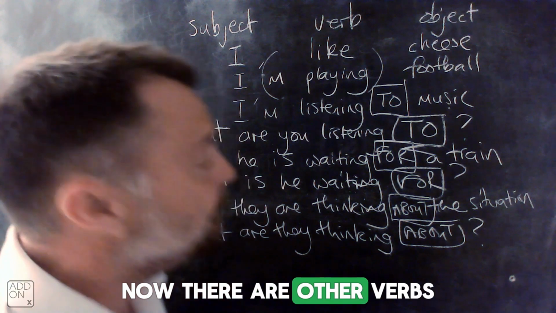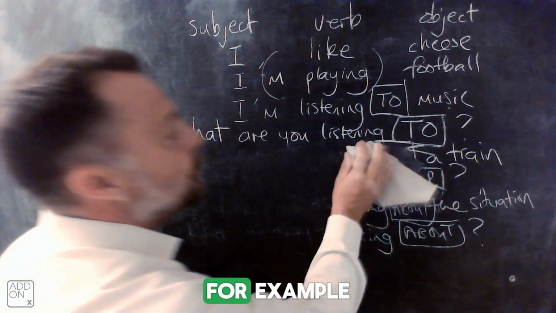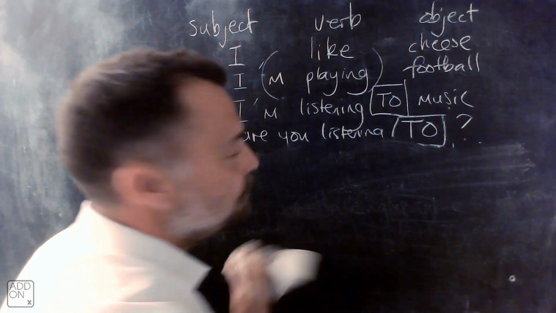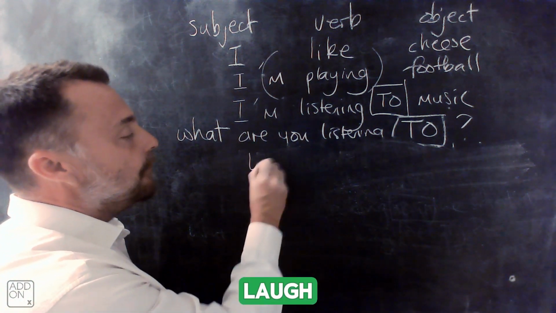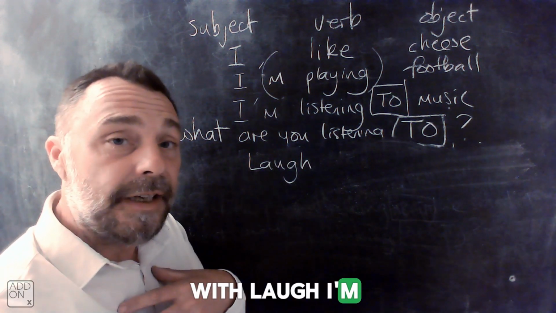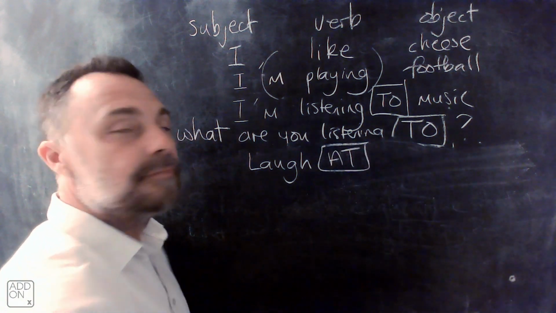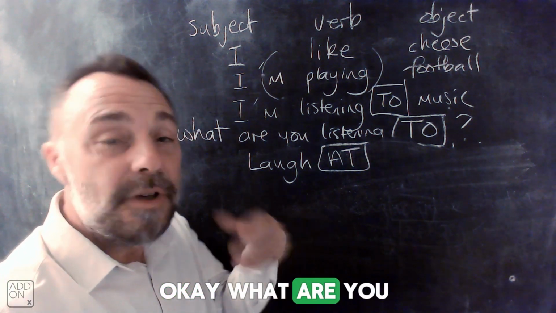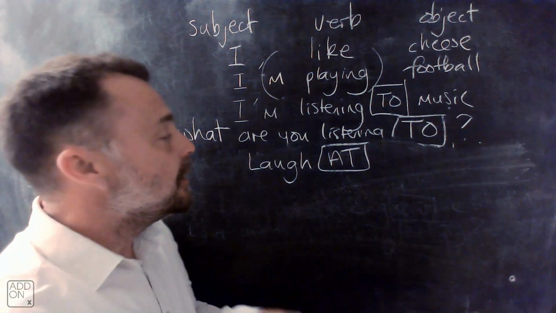Now, there are other verbs. There are many other verbs like this. For example, laugh. With laugh, I'm laughing. What are you laughing at? I'm laughing at my friend.